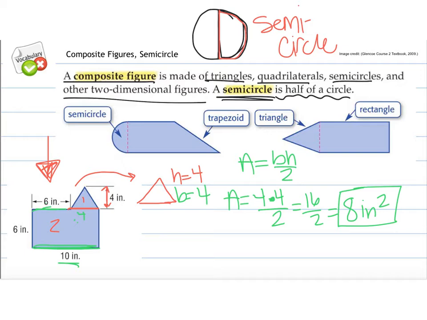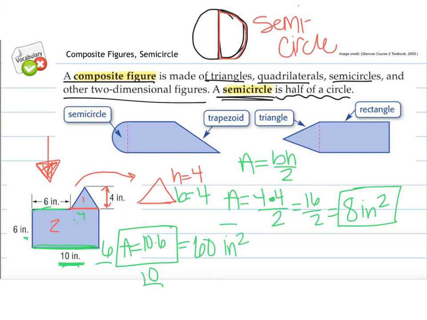Now let's find the area of the rectangle. I know that the bottom, the length, is 10, and then we're told over here, I don't know if you can see that, it's blocked for me, but it might not be for you, it's 6. The area of a rectangle, we just multiply the length times the width, so the area is 10 times 6, which equals 60 inches squared.